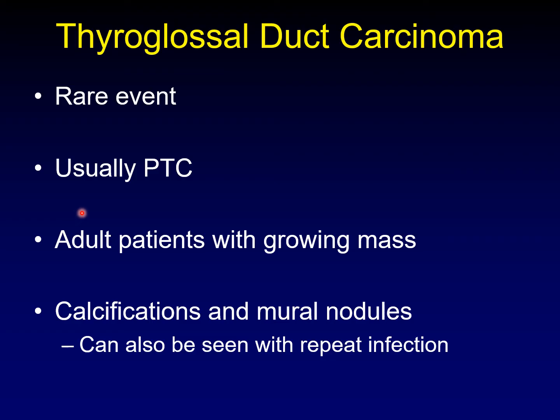The radiologic findings that we associate with thyroglossal duct carcinoma are calcifications and mural nodules. These calcifications are of course associated with papillary thyroid carcinoma, just as they would be in the gland itself, and a mural nodule along the margin of the cyst is a very concerning finding. Now you have to be a little bit careful because calcifications, septations, and mural nodules are also seen with repeat infection of a benign thyroglossal duct cyst. So this isn't perfect, but if you have this clinical scenario and this radiologic manifestation, then you should be strongly considering thyroglossal duct carcinoma.